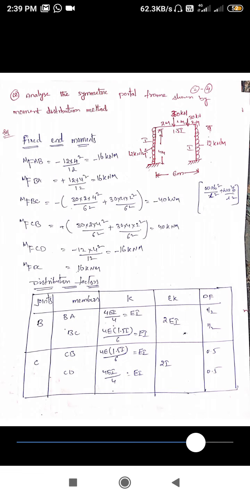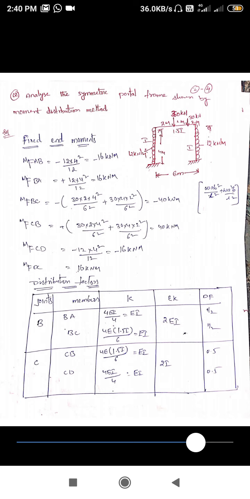Okay, so see the problem. Analyze the symmetrical portal frame shown in the figure by using the moment distribution method. Here it shows a single story frame. Our problems are related to single story frames only. In that we have spans AB, BC, CD. Four supports, three spans.